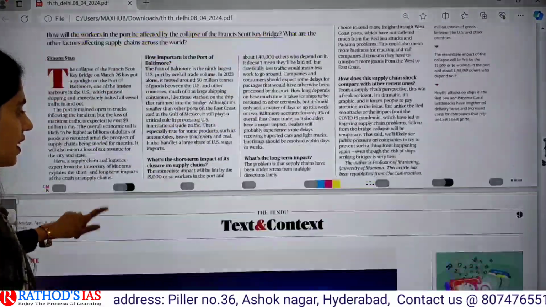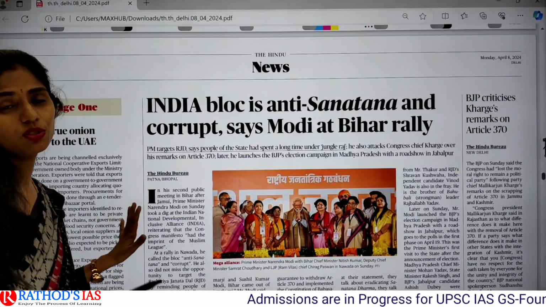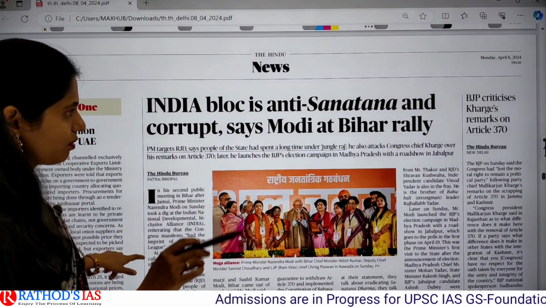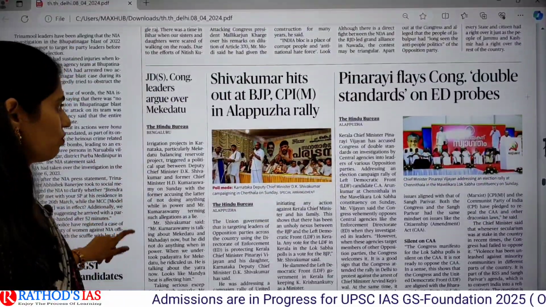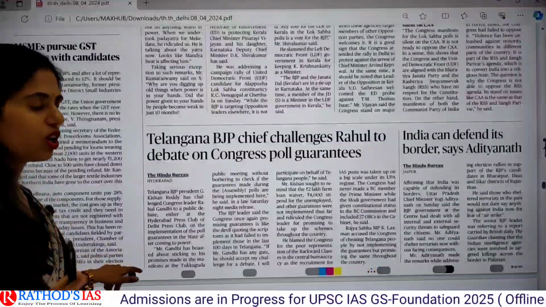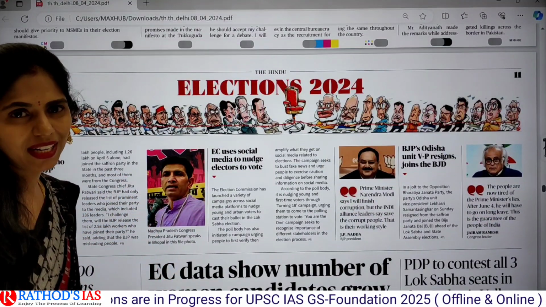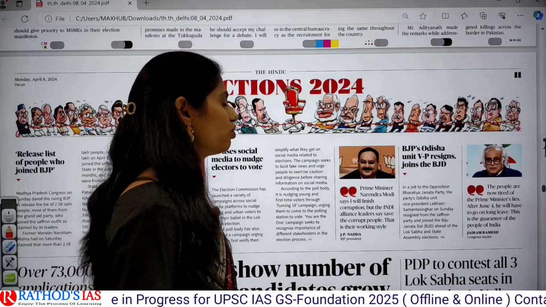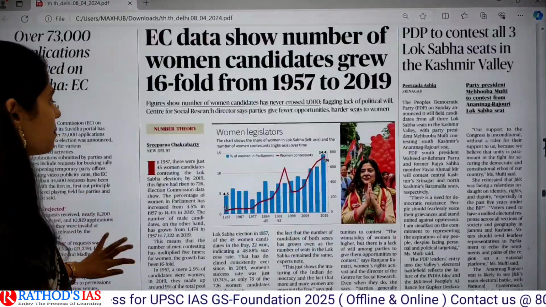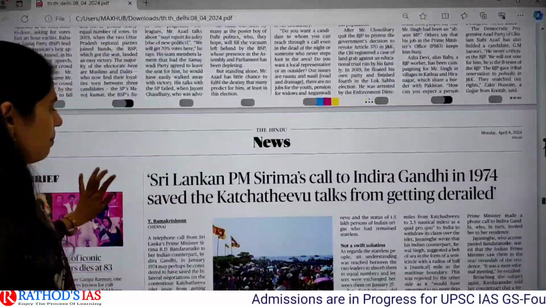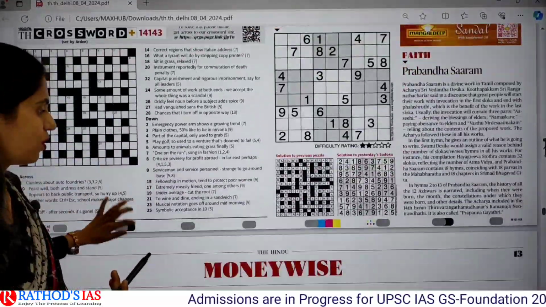After Text and Context, you will be having the news page. On this news page, most of the time you will see political articles. You have to search and see the articles which are relevant from our examination point of view. For that you need to have a good knowledge of your syllabus. And nowadays, because of the Lok Sabha elections, the Election 2024 page is being released. It is not at all important. You can simply skip this. And apart from this, you can see whether the articles are relevant from our UPSC point of view or not.